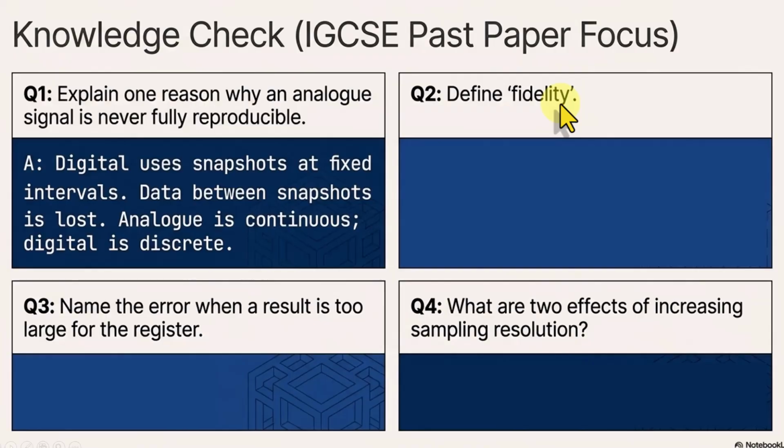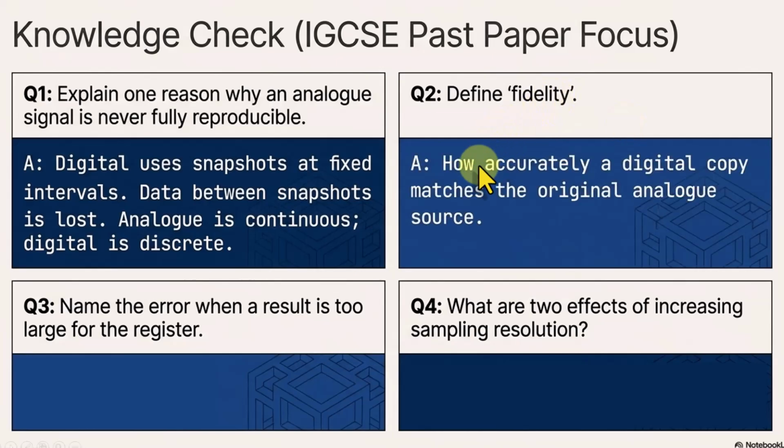Question number 2, define fidelity. Good. Let's see if you have gotten it correct. Fidelity is how accurately a digital copy matches the original analog source. Good. Next question: name the error when a result is too large for the register. Let's see if you have thought it correctly. That is overflow error. Good.